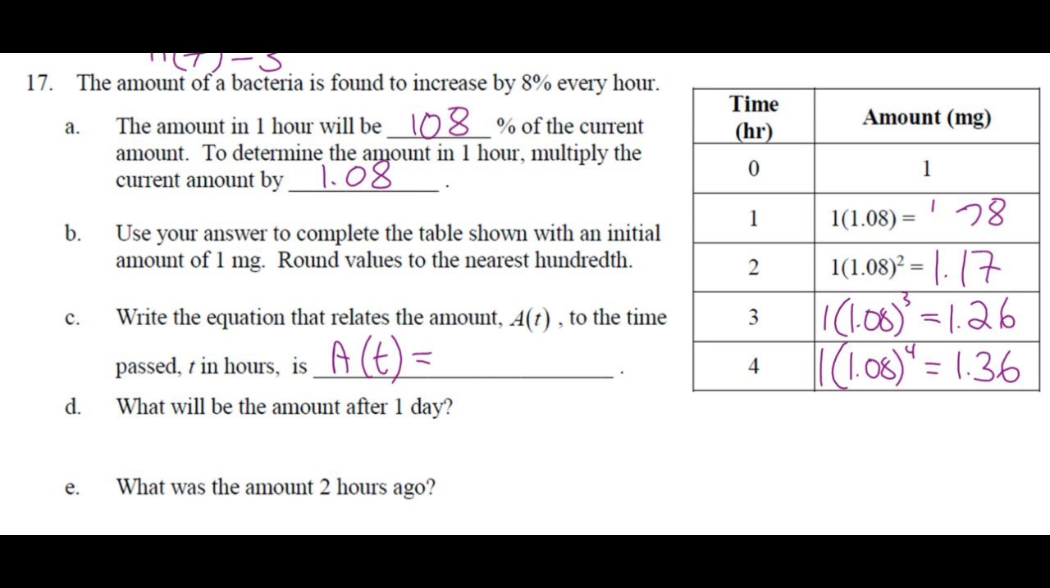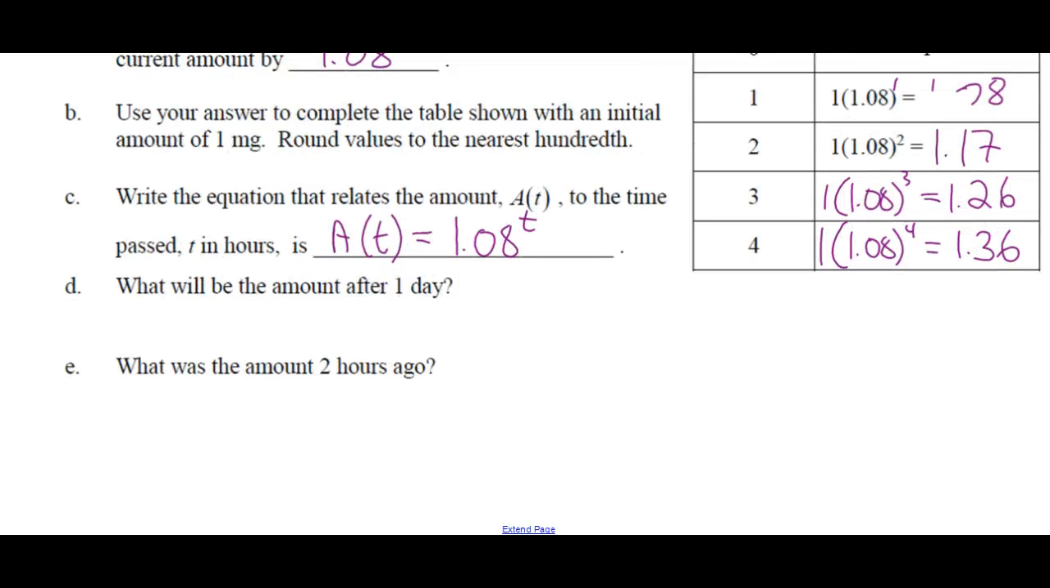Well, 1 times 1. So after 1 hour, after 2 hours, 3 hours, 4 hours. So after t hours, what's it going to be? 1.08 to the power of t. It also works for 0 hours, right? At 0 hours, we get 1.08 to the 0, which is just 1.